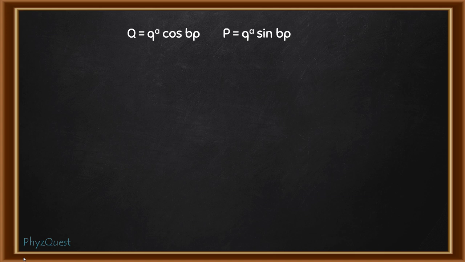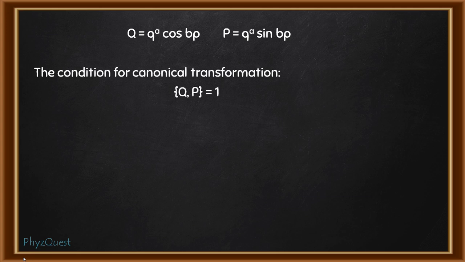That means we need to find out for what values of a and b the Poisson's bracket of Q and P will be 1. So let's check that. As I said, the condition is the Poisson's bracket of Q, P equal to 1.